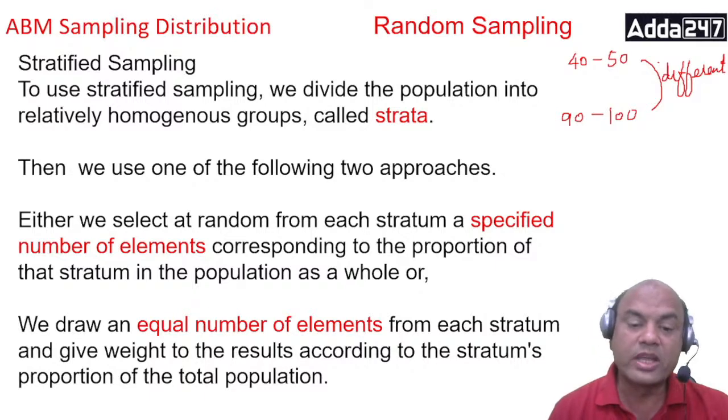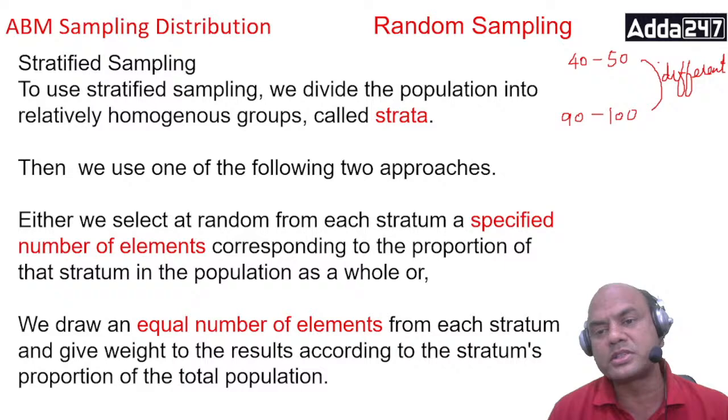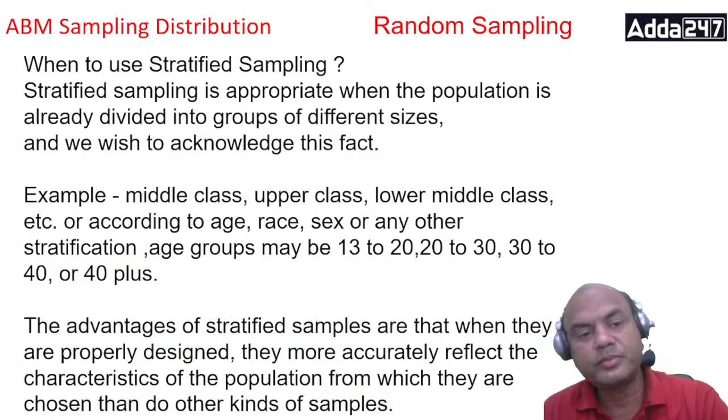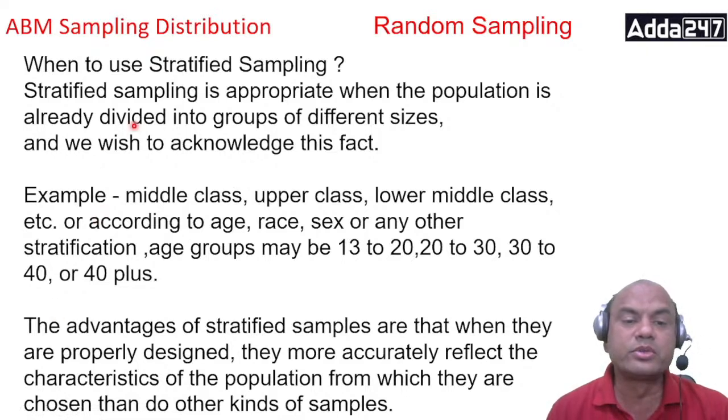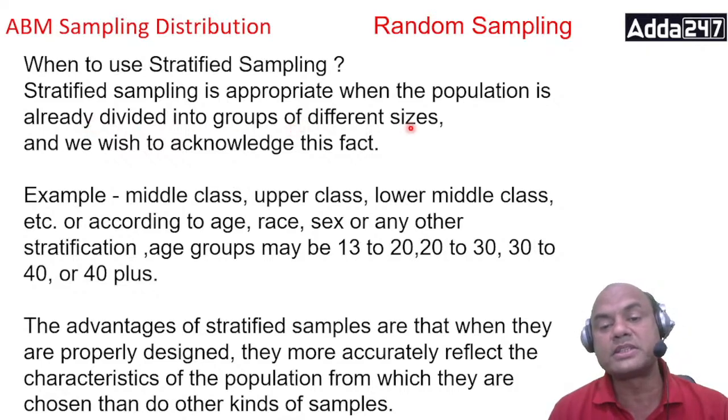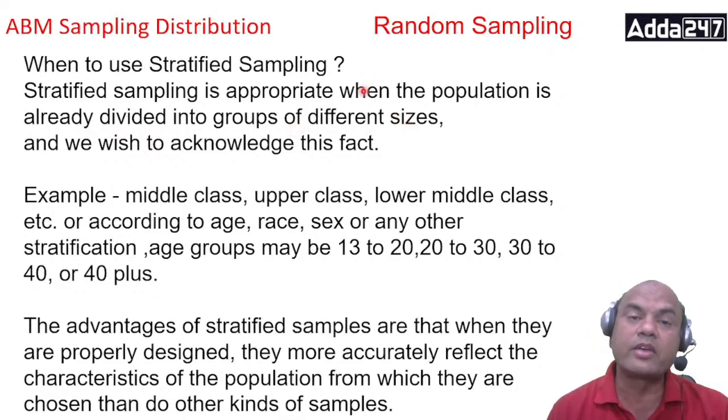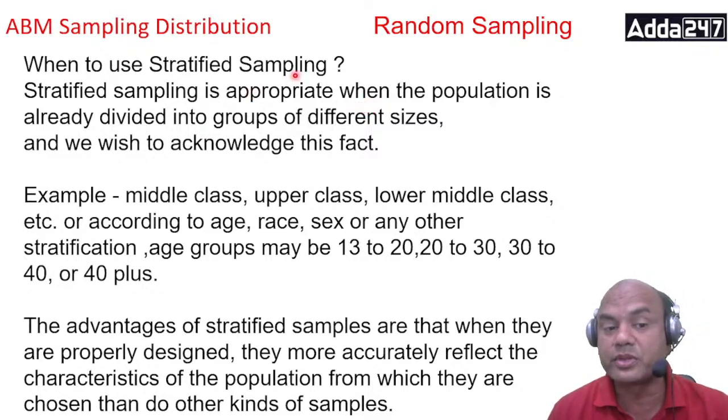So I can draw a specified number from each separate group, or I can draw an equal number. Every group 40 to 55, 50 to 65, 60 to 75 and so on. So equal number or specified number. When to use stratified sampling? When do you use this? Stratified sampling is appropriate when the population is already divided into different sizes. Already I have divided 40 to 50% marks, 50 to 60. Then stratified sampling is useful.